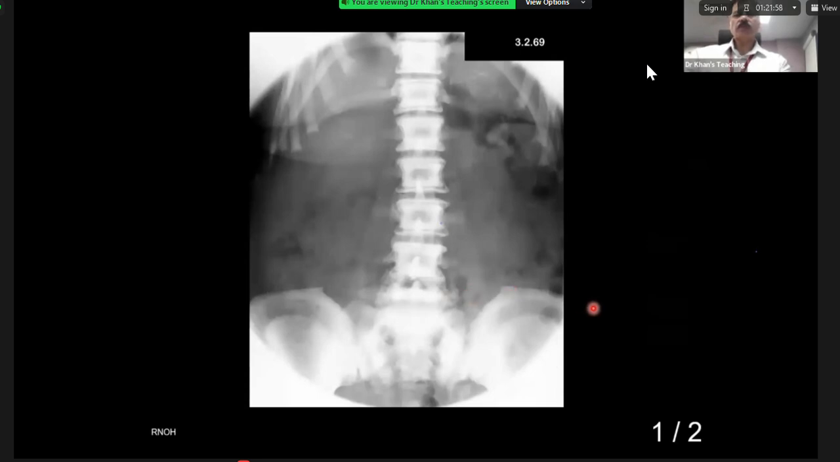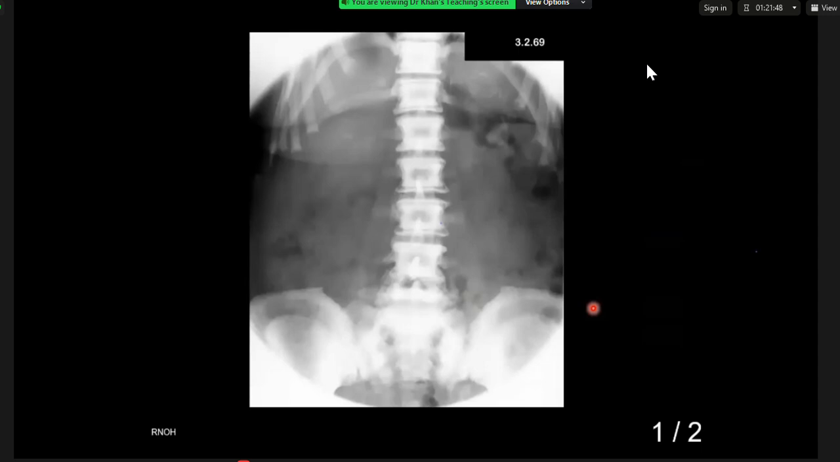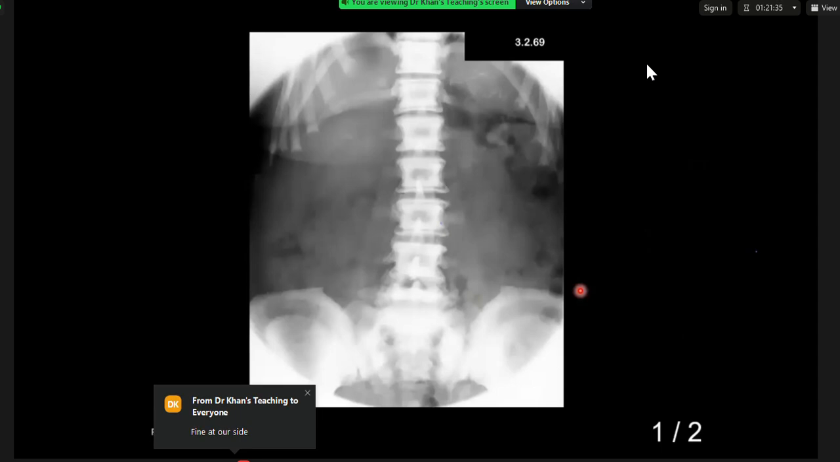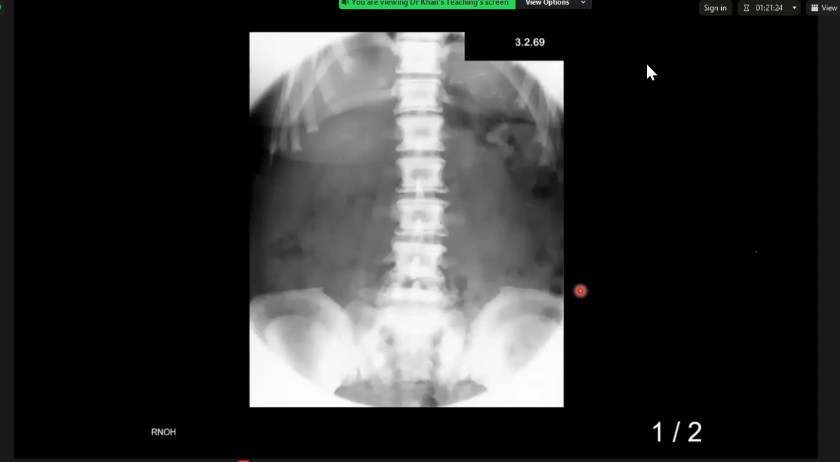Yes, please. Okay, so there is a generalized increase in the bone density, giving a picture frame appearance involving all the radiographed bones. The differential diagnosis is osteopetrosis, which is marble bone disease, maybe myelofibrosis. If the patient is a child, I'm more inclined to the marble bone disease.